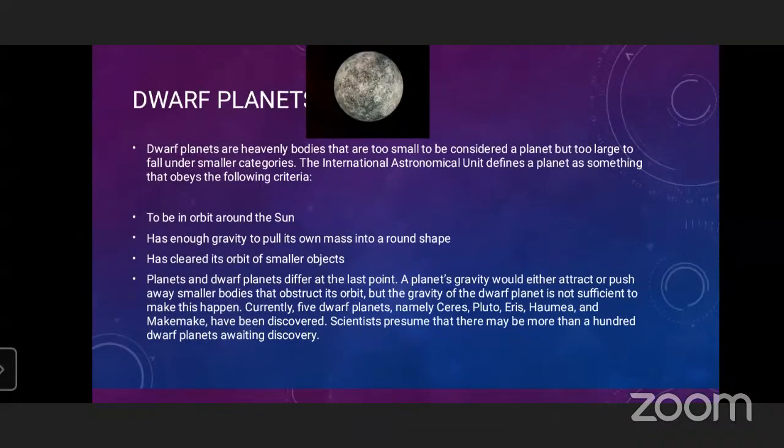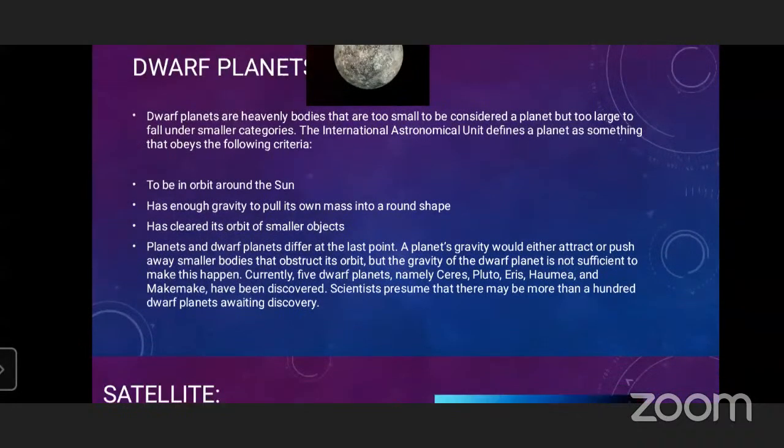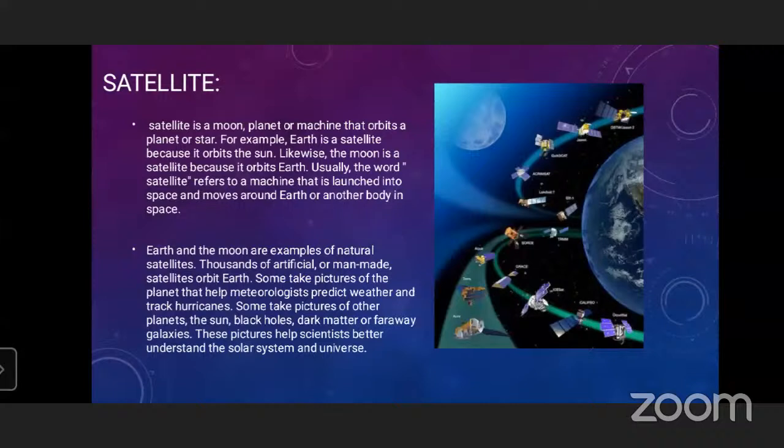Next, about satellites. A satellite is a moon, planet, or machine that orbits a star or a planet. For example, our Earth is a satellite because it orbits the sun. Likewise, the moon is a satellite because it orbits the Earth. Usually, the word satellite refers to a machine that is launched into space and moves around the Earth or another body in space.